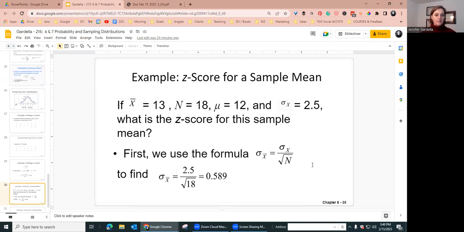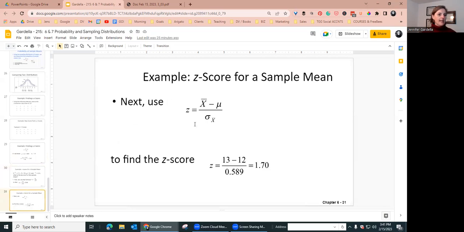So here's how you compute the standard error. I have all this written out for you as well. You're going to find the standard error, and it's going to be 2.58 over the square root of 18, and you wind up with 0.589. And now you use that in your z statistic. So you find the z-score: 13 minus 12 over 0.589 equals 1.70.